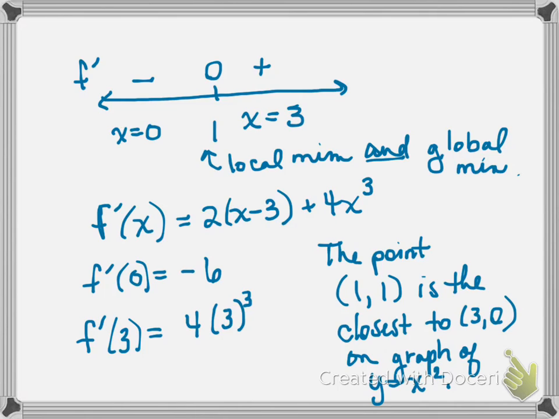Okay? You might ask yourself, well, where did that extra 1 come from? I thought x equals 1 is the place that's the closest. Well, we're looking for the points on the graph of y equals x squared. So if x is 1 on y equals x squared, so is y.